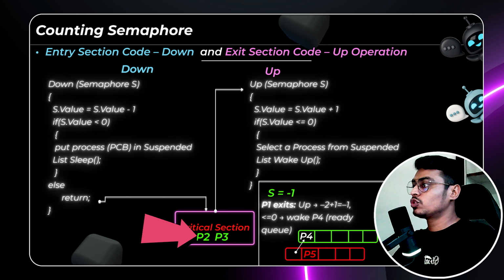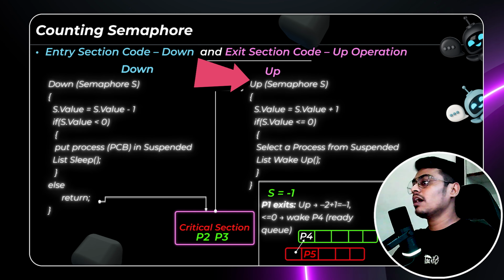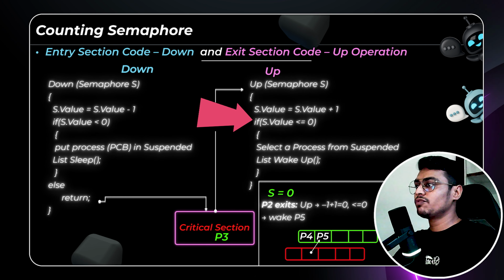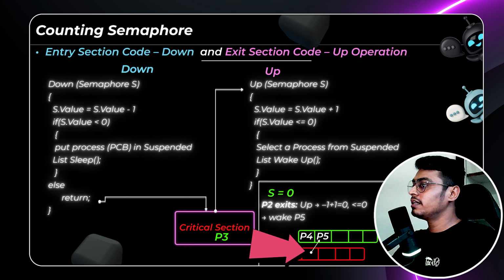Now P2 wants to exit, so run the up operation. S value is equal to -1 plus 1, which is 0. Check if S value is less than or equal to 0 or not. Yes, it is equal to 0. So select P5 from the suspended list and wake it up.